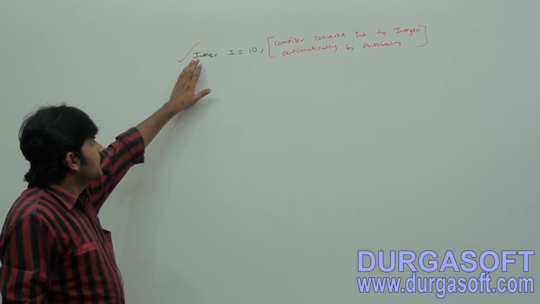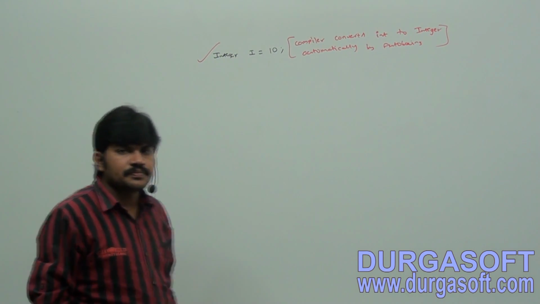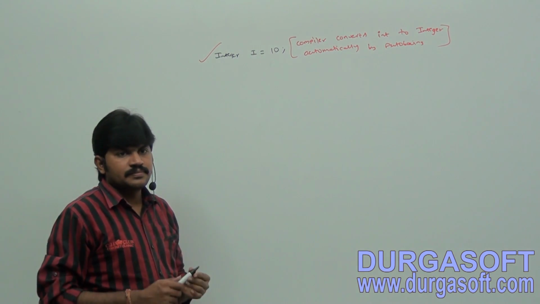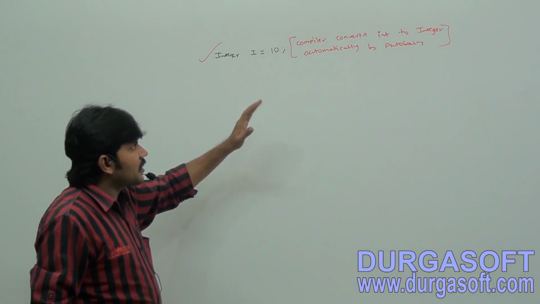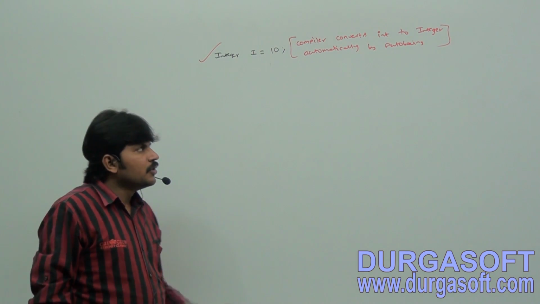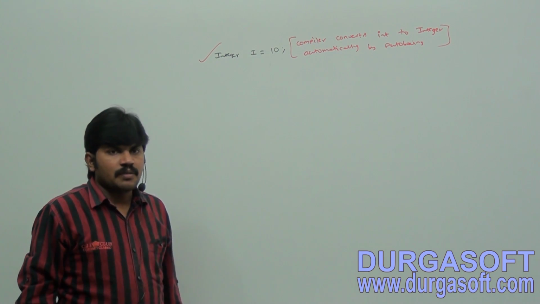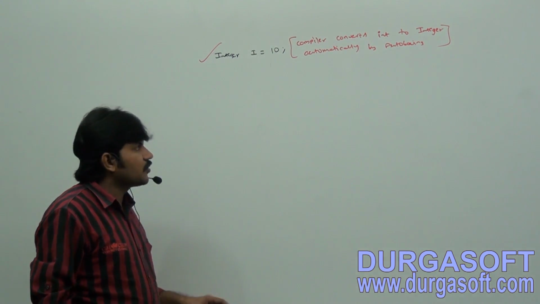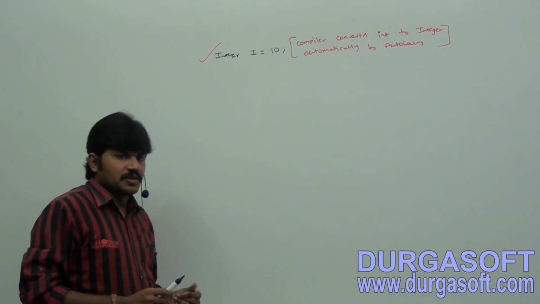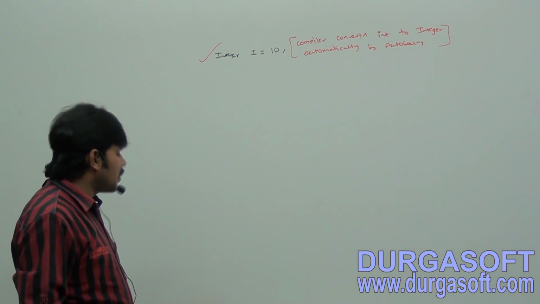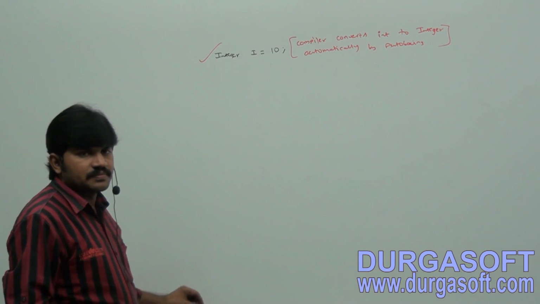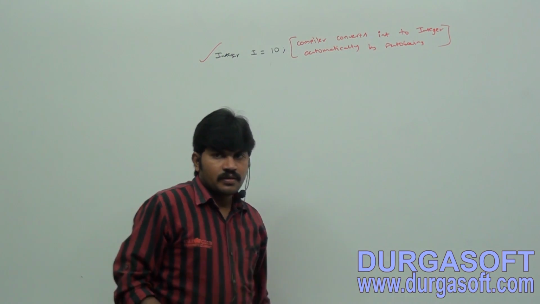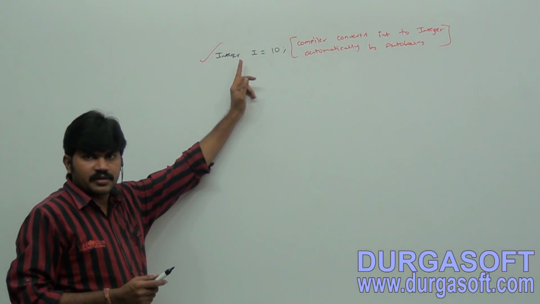Example: Integer i = 10. The compiler converts 10 into Integer automatically by autoboxing. So I hope you are aware. Are you getting the point?